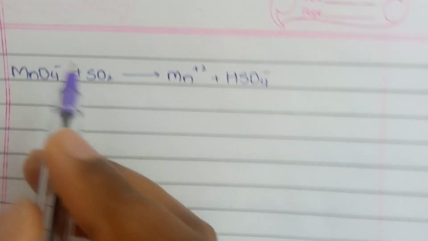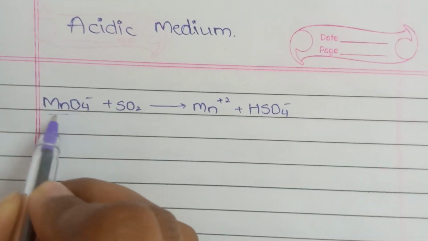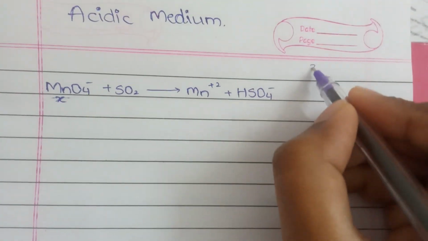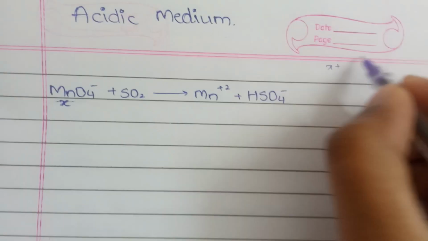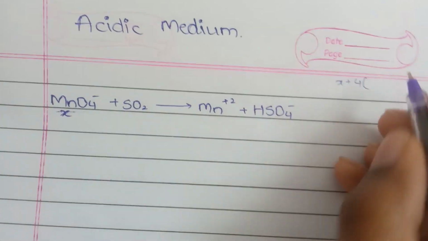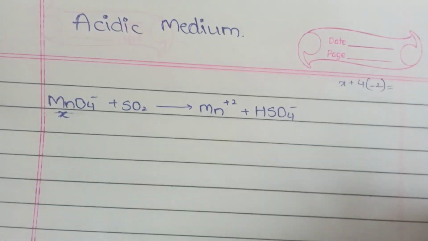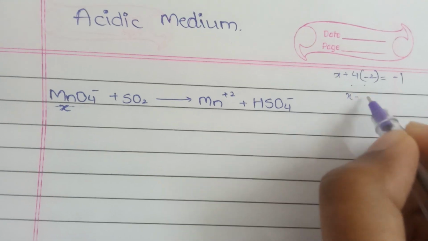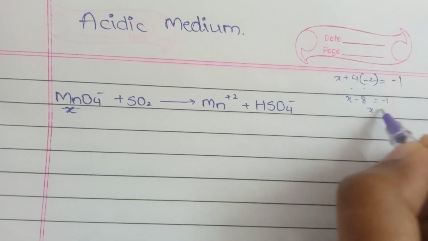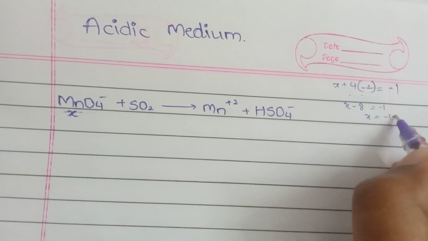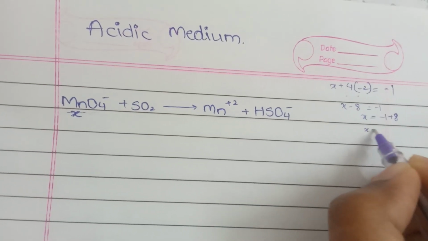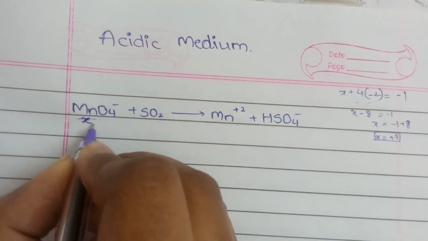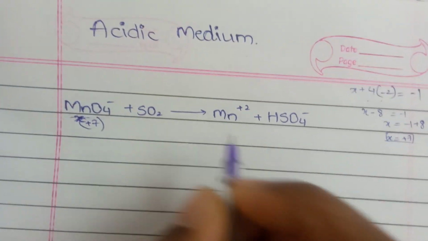So I'll show you one. In this one, let us consider Mn as X. Then X plus 4 oxygens, so 4 into oxygen, we will take minus 2, is equal to the charge. The charge is minus 1. So X minus 8 is equal to minus 1, which is X is equal to minus 1 plus 8. So X is plus 7. So here the oxidation of Mn is plus 7.